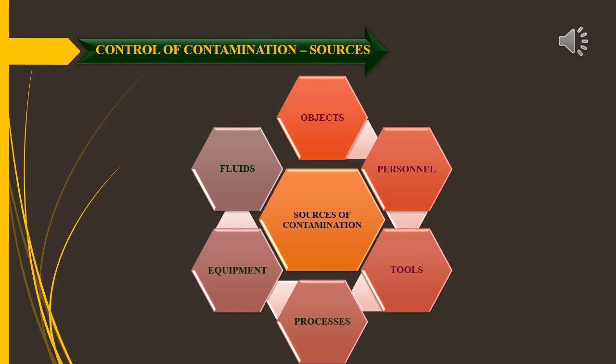Now we are moving to control of contamination. What are the sources of contamination? There are 6 important sources involved in contamination. Firstly, objects used, then personnel involved, then tools used in production, then processes involved in manufacturing, then equipment used, then fluids. So these are the main sources of contamination in a pharmaceutical industry.